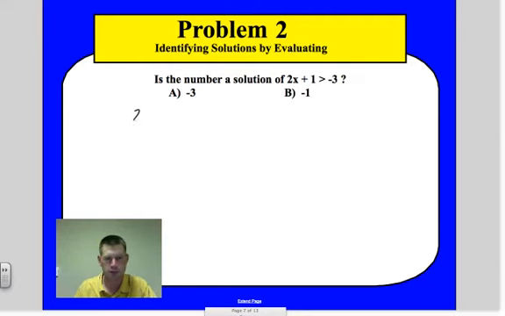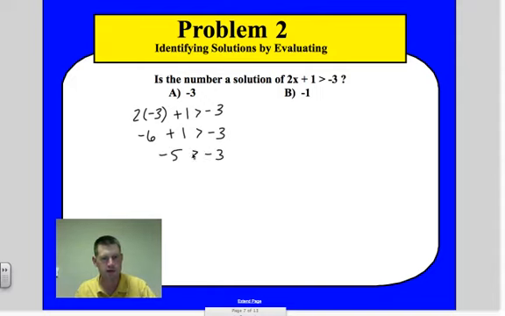Okay, so we say plug in, there's only one variable right now, so we're going to plug in -3 for x. And we're going to check to see this solution. 2 times -3 is -6, plus 1 is greater than -3. Well, this makes -6 plus 1 is -5, is greater than -3. Is -5 greater than -3? No, I'm owing more money here than I am here, so this is actually less than. So this is not a solution.